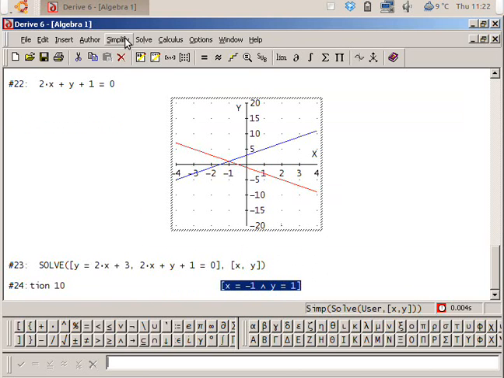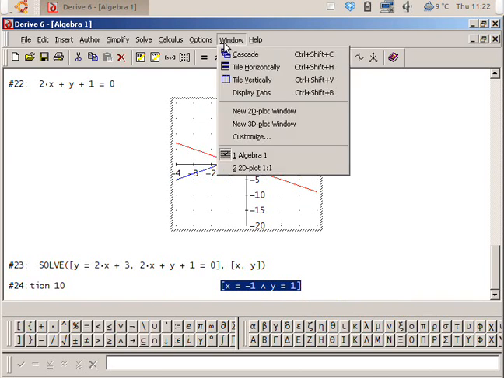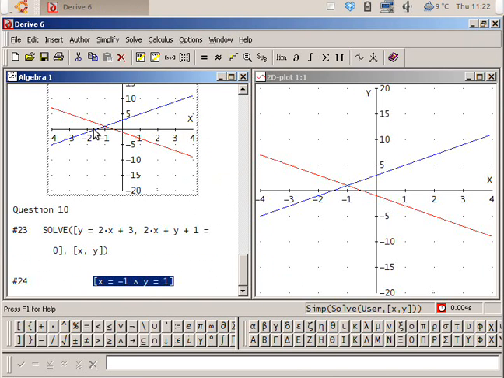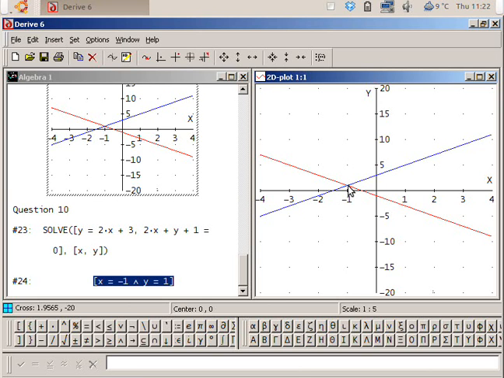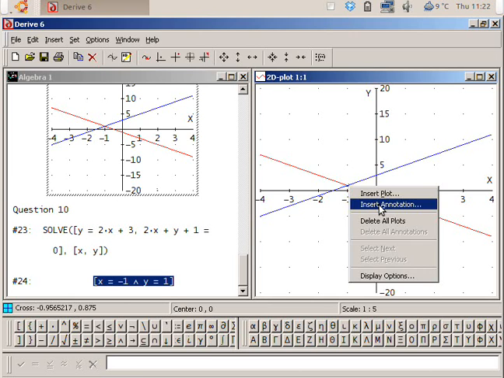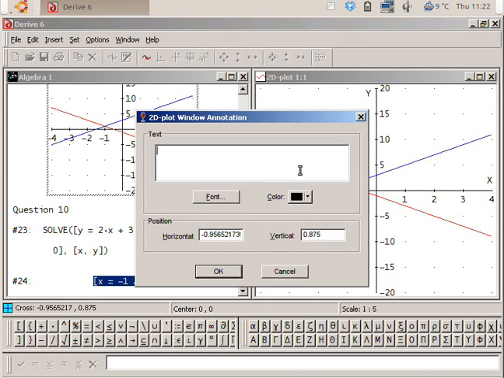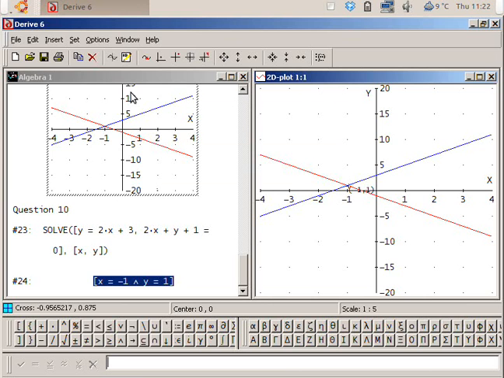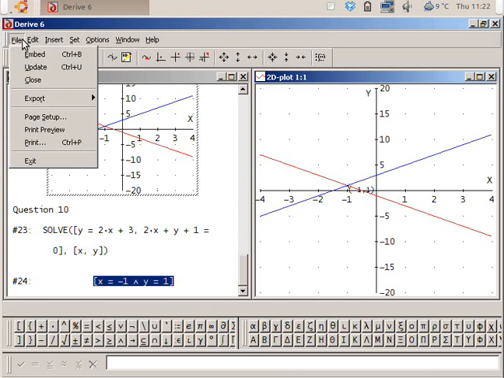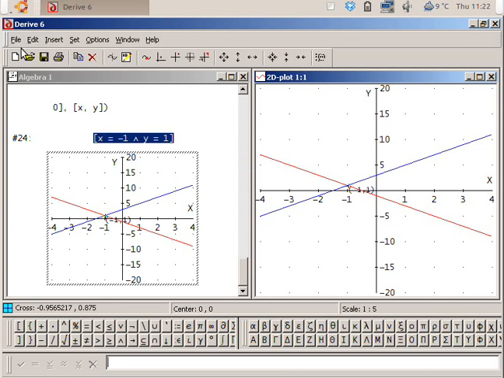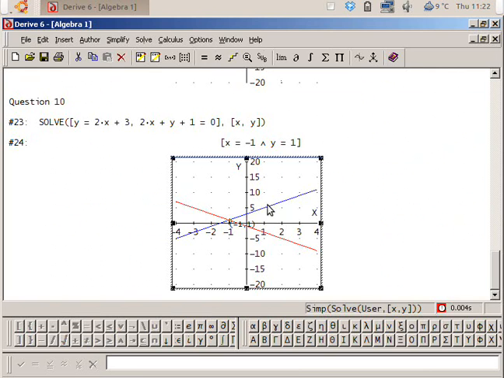So I need to add this to the graph now. Window, tile vertically again. Okay, so to add this point to the graph, if you remember, here's the graph here. Left click, right click, insert annotation, and the point is -1 and 1. And there it is on the graph. And now we have to embed it again. File, embed. Also, you put 2 graphs. 2 graphs should be in your file, yeah.